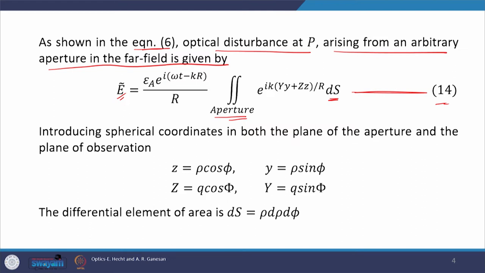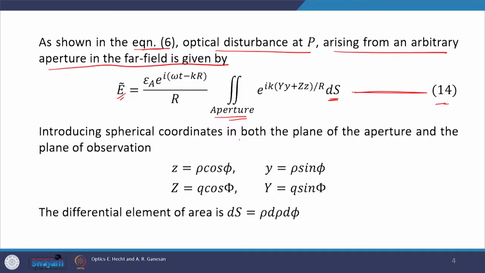Now, since the aperture at hand is circular, which holds circular symmetry, to enjoy the symmetry of the system we will move into spherical coordinates. In spherical coordinates, in both planes, the aperture plane and the plane of observation, we can replace the coordinates small y, small z and capital Y, capital Z with these expressions.